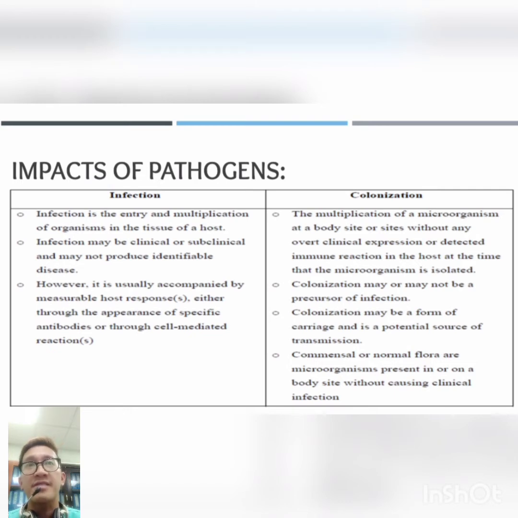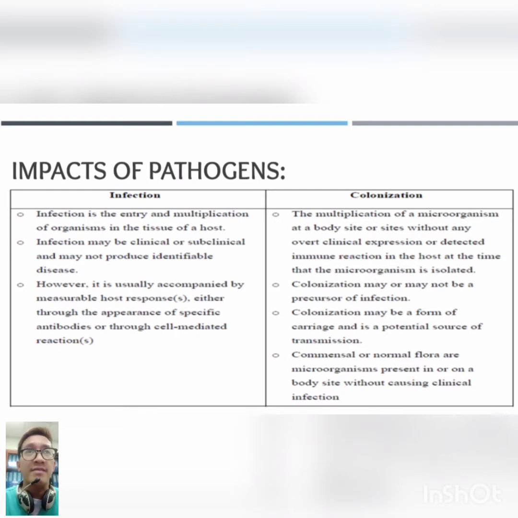While colonization is the presence of a microorganism on or in a host with growth and multiplication of the organism, but without interaction between host and organism, meaning there's no clinical expression or no immune response. Infection may be clinical or subclinical and may not produce identifiable disease, while colonization may or may not be a precursor of infection. It may be a form of carriage and is a potential source of transmission. And we have commensal or normal flora.